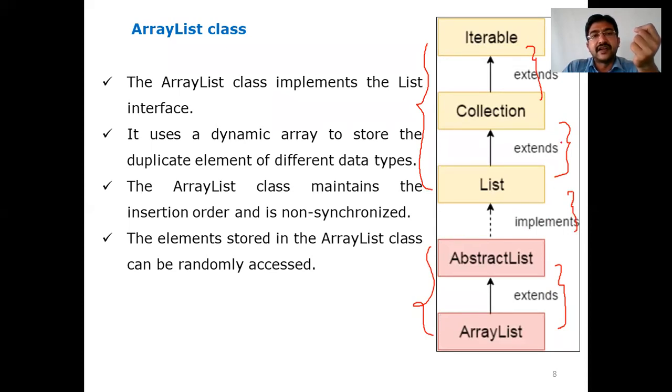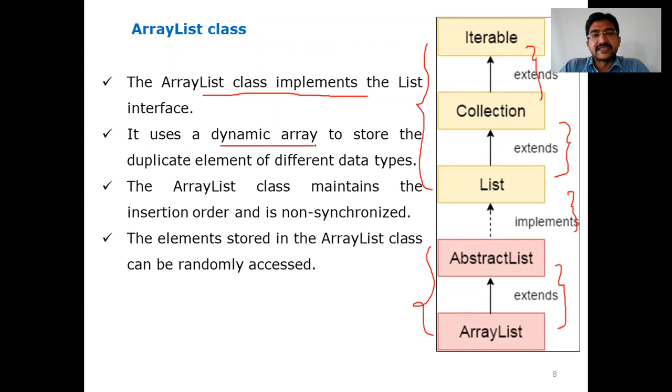This is interface inheritance. This also is interface inheritance, right? So the ArrayList class implements the List interface, right? So ArrayList class implements the List interface. It uses a dynamic array.